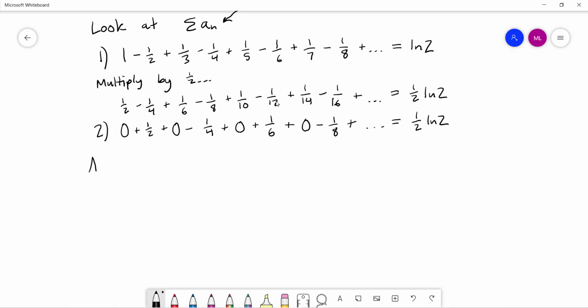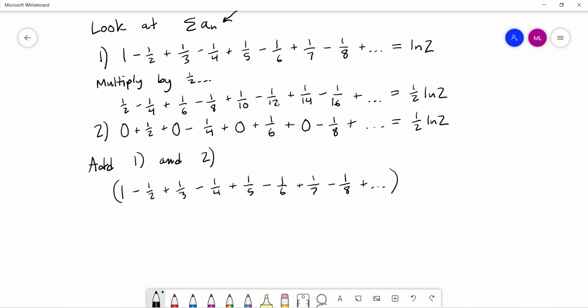What I'm going to do now is I want to add list 1 and 2, or I guess the two sums. So I'm going to add them together. When I add them together, I'm going to get, so let me just write them out, 1 minus a half plus a third minus a fourth plus a fifth minus a sixth plus a seventh minus an eighth plus dot, dot, dot. So there's that one list.